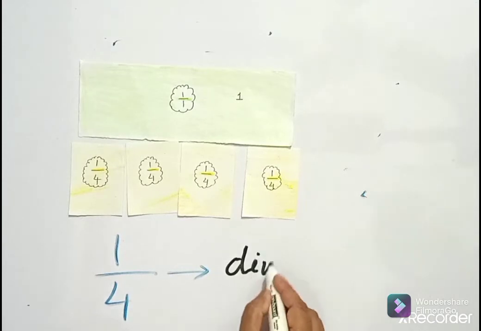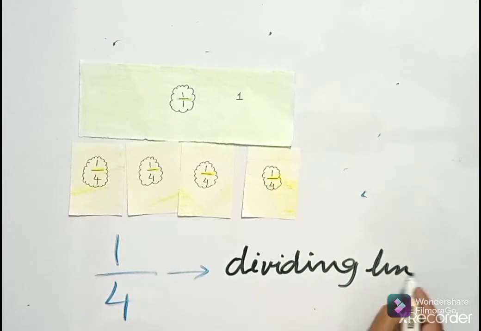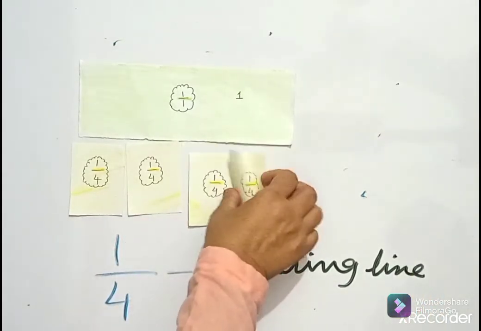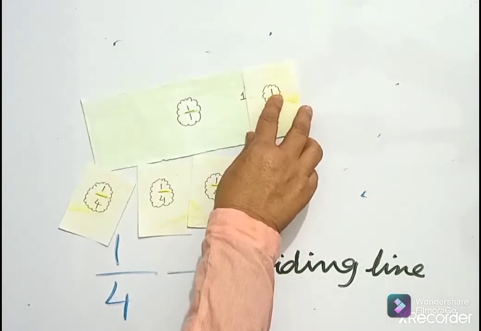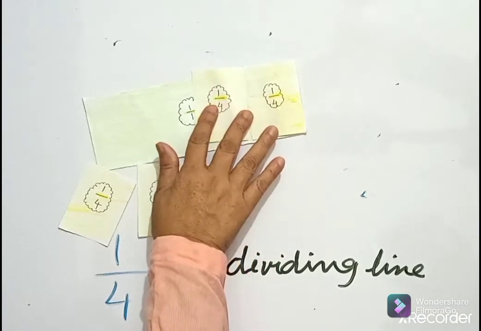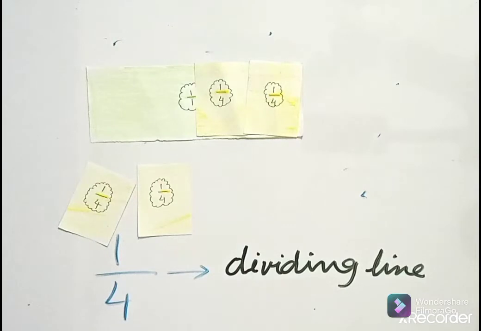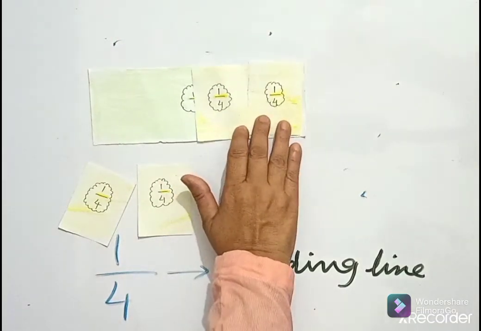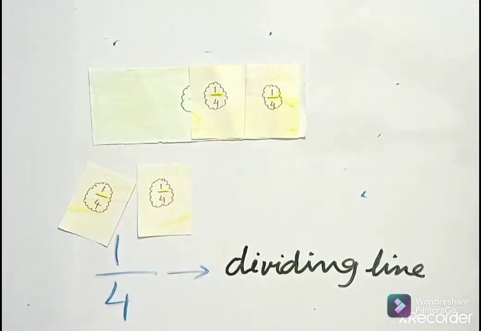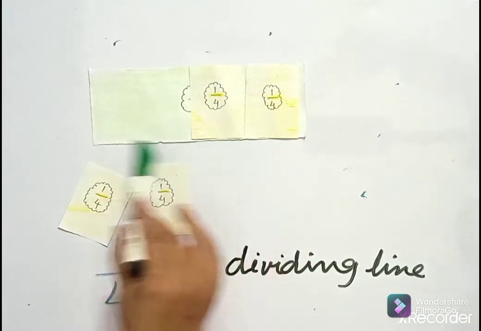Dividing line. If I ask a question, how many 1/4s are here? What is the fraction of this part? 1 over 4. 1 over 4 plus 1 over 4 is 2 over 4. So it means 2 over 4 means half.